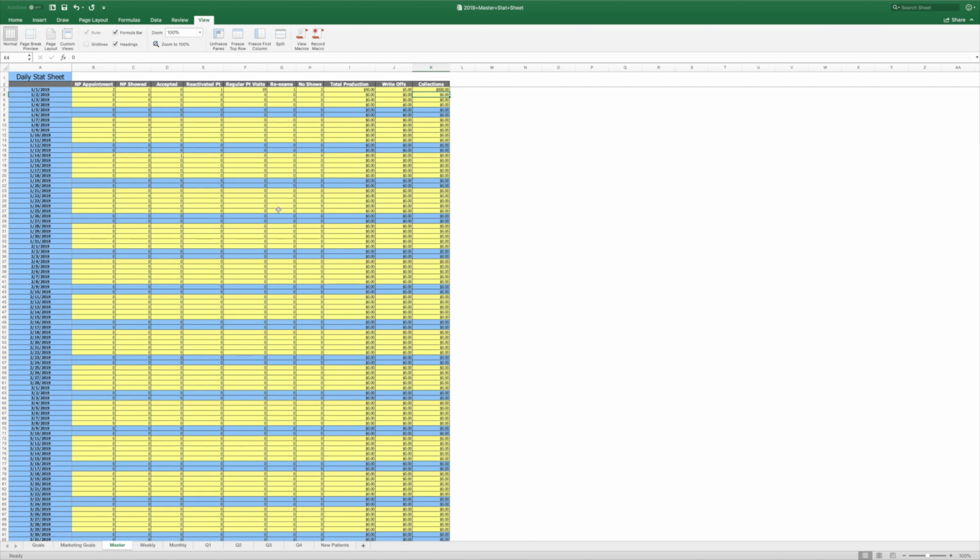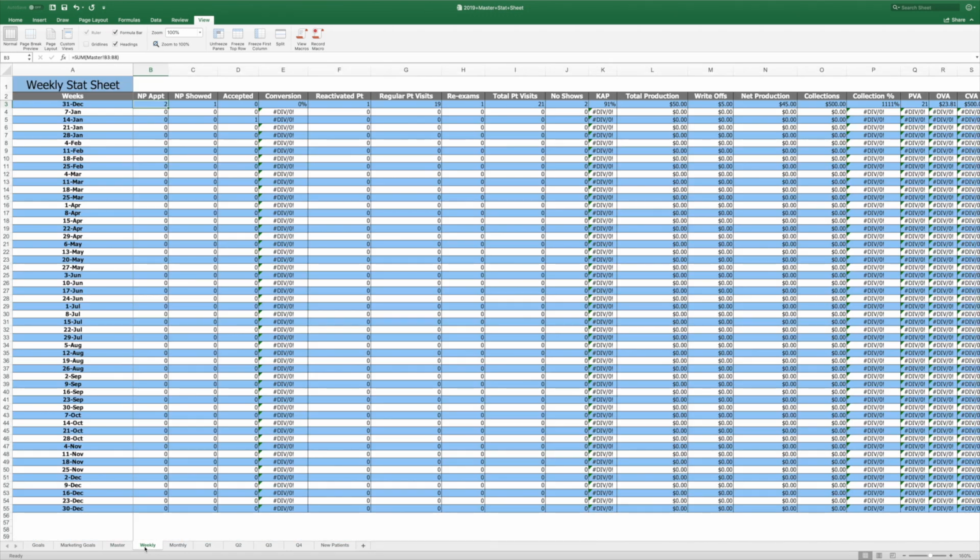You can look at the weekly stat sheet because it will populate what's happening that week, and you can see what your kept appointment percentage is, your production, your write-offs. Look, we collected $500, and our production minus our write-offs, net production was $45, which means we did good. We did great. We collected 1,111% of what we produce. Woohoo! I mean, if we could all do business like that, we'd be rolling in the dough. This also, you can see for the week what your PVA, OVA, and CVA were.